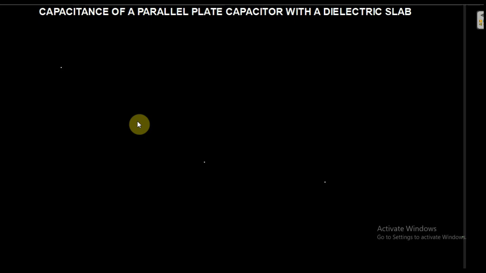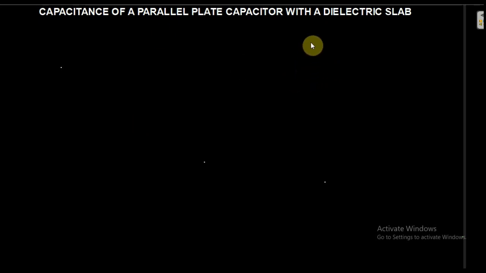As we know what a dielectric is, we discussed it in the previous chapter. You can go to the playlist and find the explanation for dielectric. So in this video, we only discuss how the capacitance will vary for a dielectric slab when we insert it inside the two parallel plates of the capacitor.